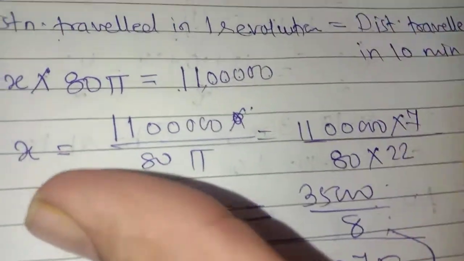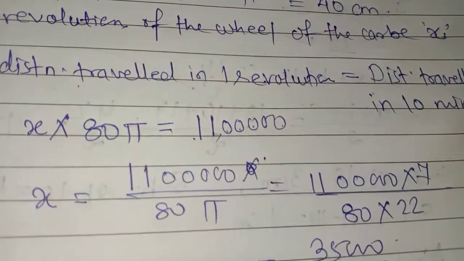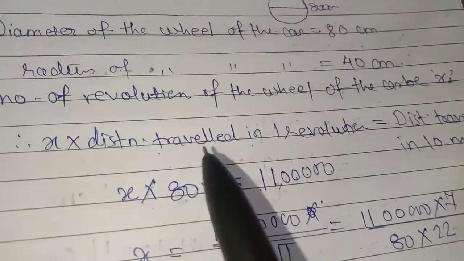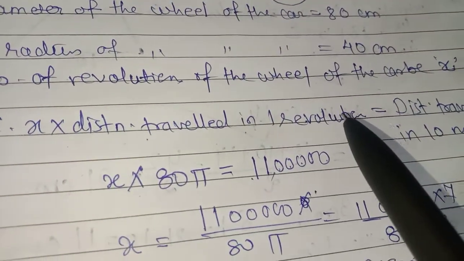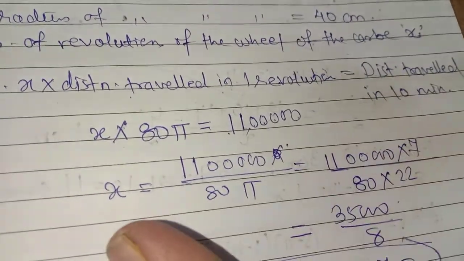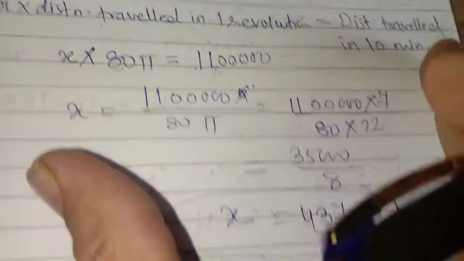So this is the solution of the question. Now let me explain one thing: whatever the number of revolutions is, it should always be multiplied by the distance traveled in one revolution. Clear? So this is the solution.